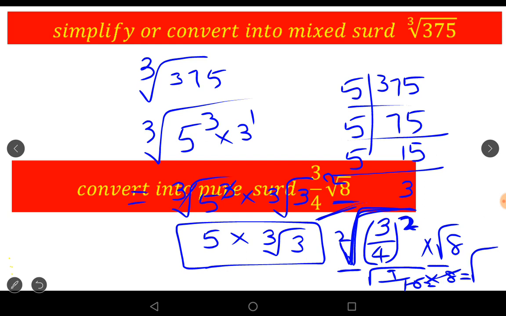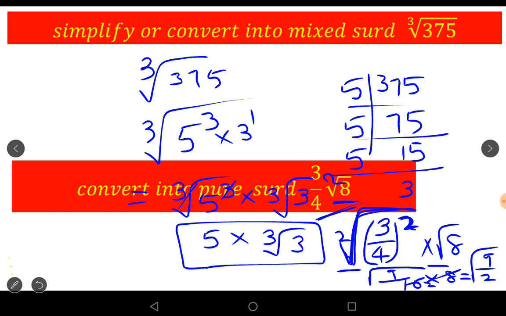Therefore, root of 9/2 is the pure surd. First step, write the same question. After that, observe the order of the irrational factor, 2. So take the rational factor with order 2 and power 2: root of (3/4) whole squared.